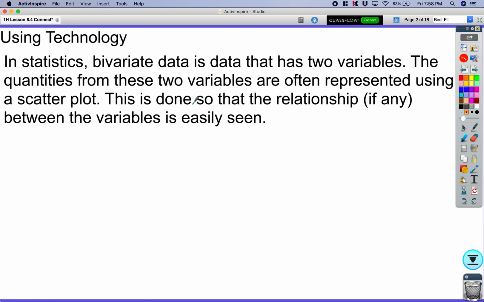For instance, what is the temperature versus how much ice cream you sell. Or in the example that we're going to be using today, how many hours you study and what your grade is. It's two numerical sets of data. We're going to have two variables, an x and a y.